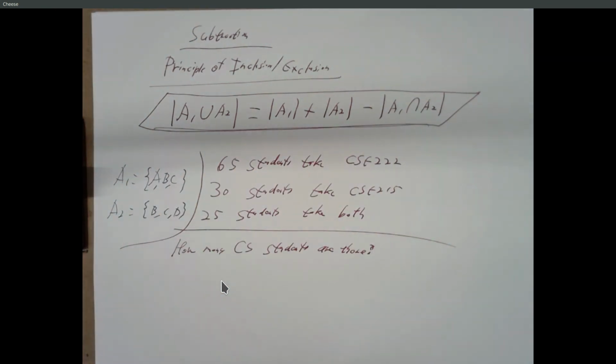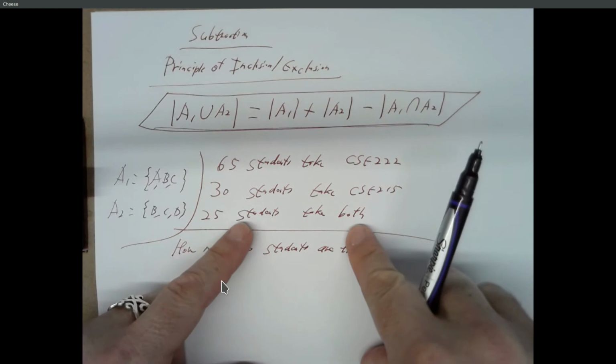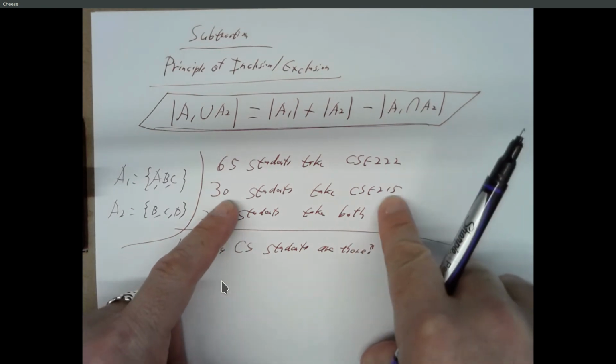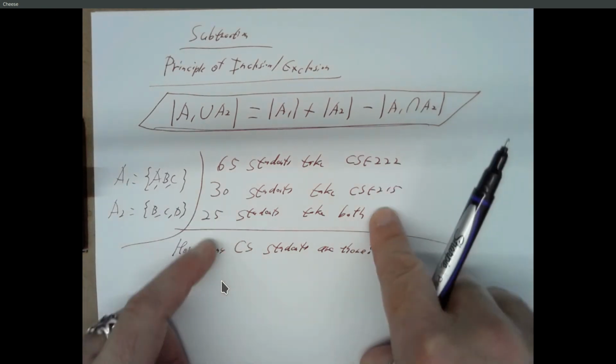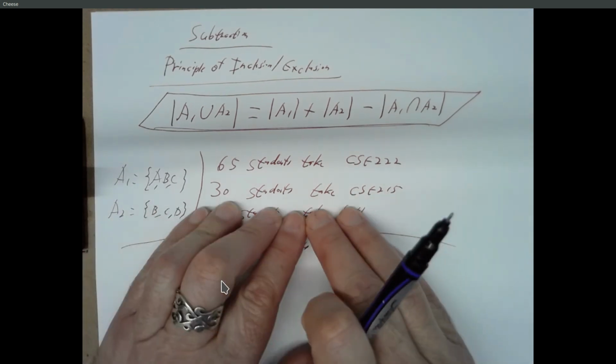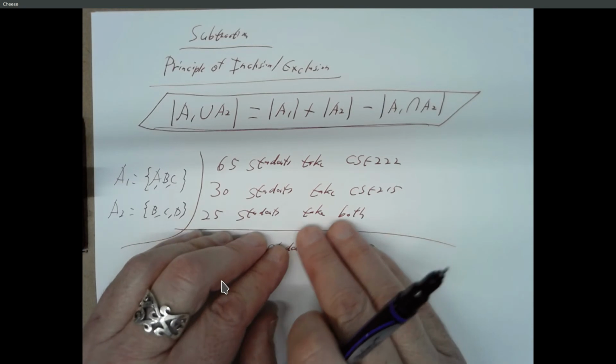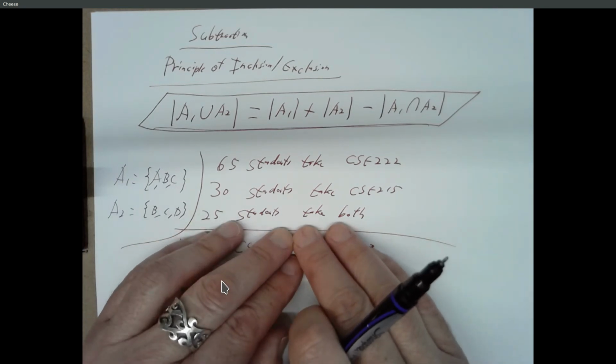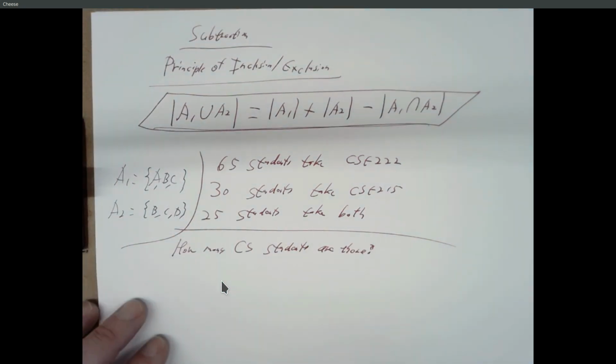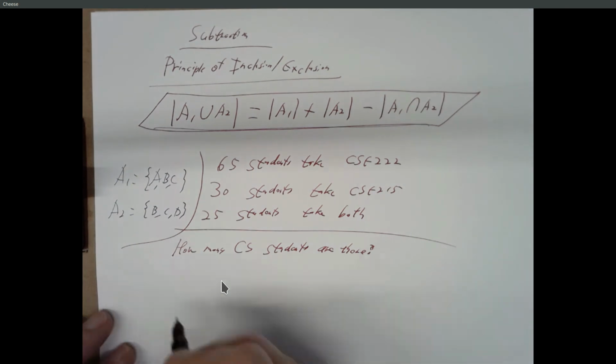So logically, right, there's 25 students taking both. There's 30 students in here. There's 65 in there. There's a total of 95 people, right? But we know that some of them are duplicated. How many of them are duplicated? 25. So we can break this into some sets.